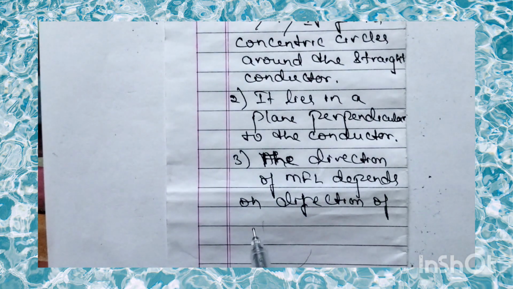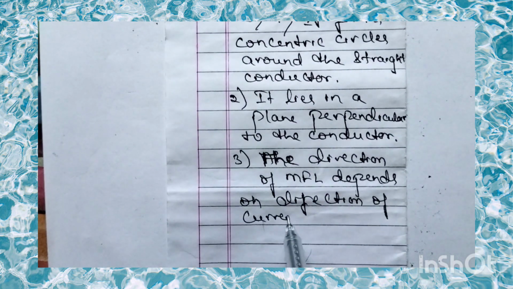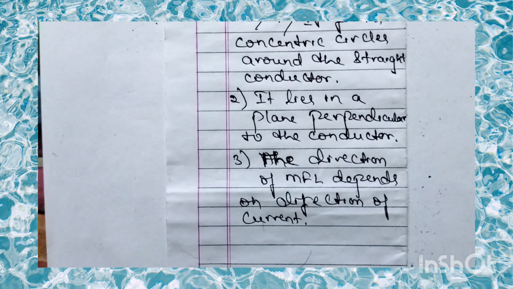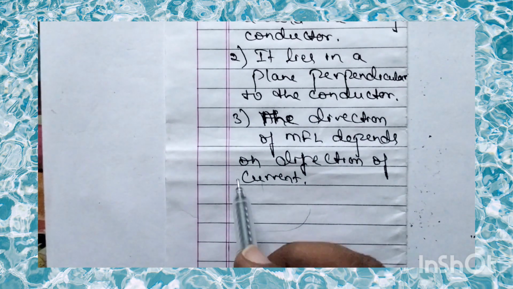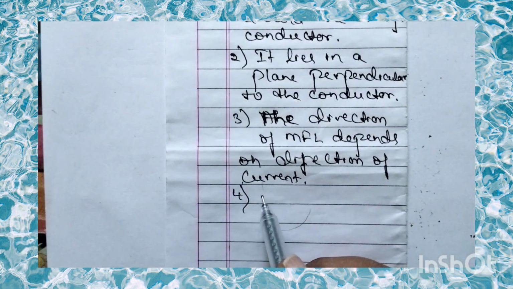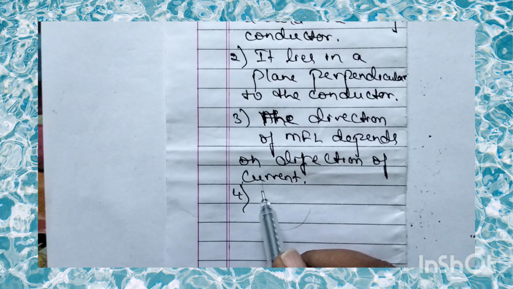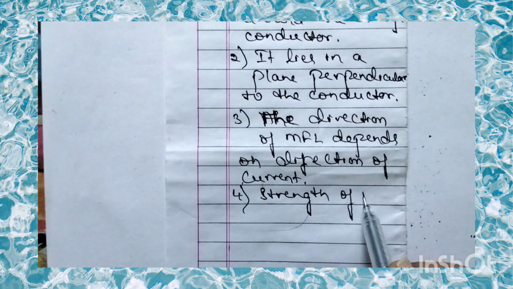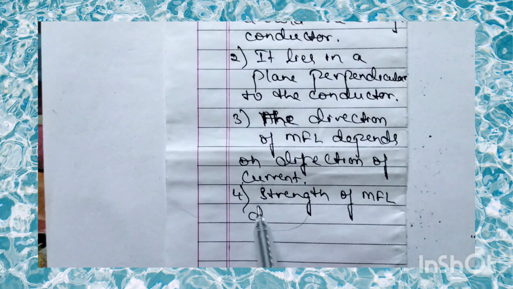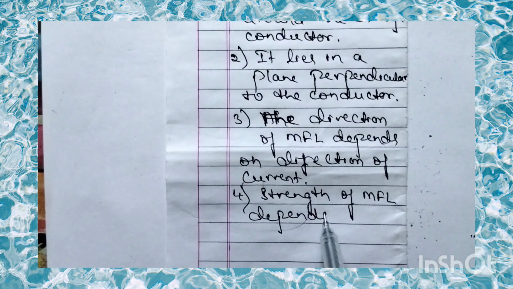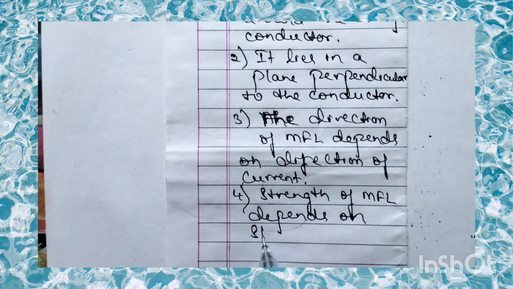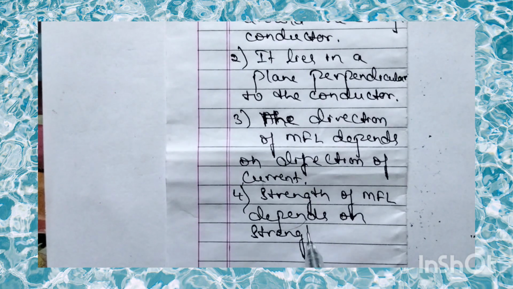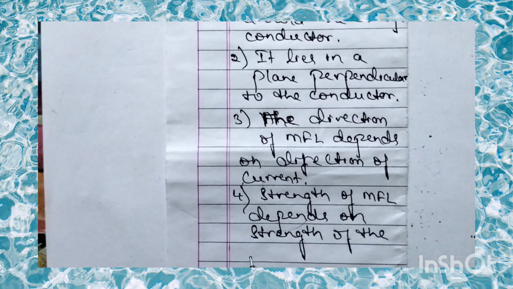Direction of current. As the current direction changes, magnetic field line direction also changes. This is the third one. And the fourth and the last one is that strength of the magnetic field line depends on strength of the current. So strength of the magnetic field line depends upon strength of the current.